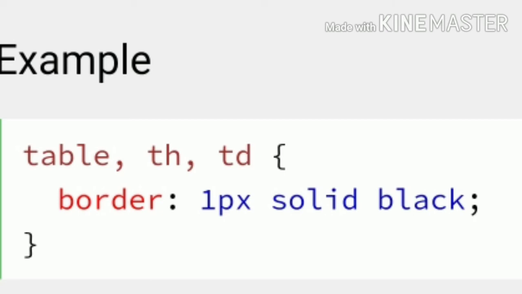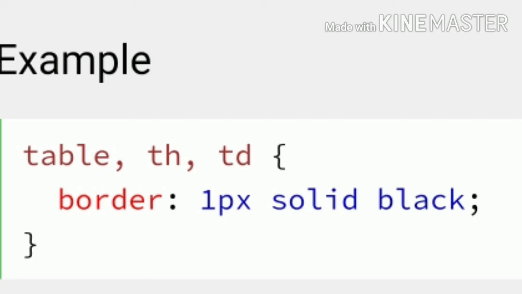Here, inside the style you have defined table, th, td. After that you open curly braces: border: 1px solid black; close the curly braces, and end with the closing style tag. Similarly, everything is defined in the head tag, followed by the closing head tag.